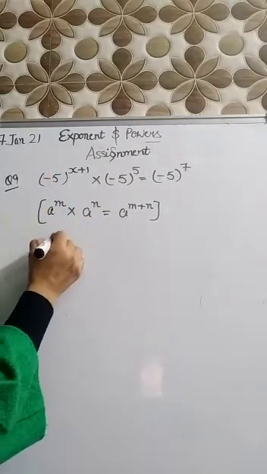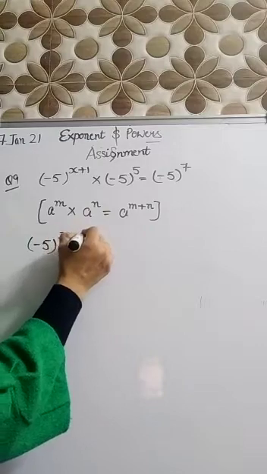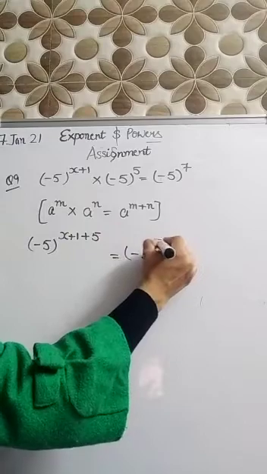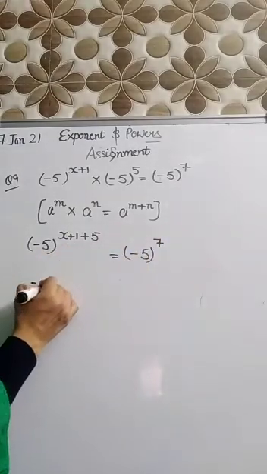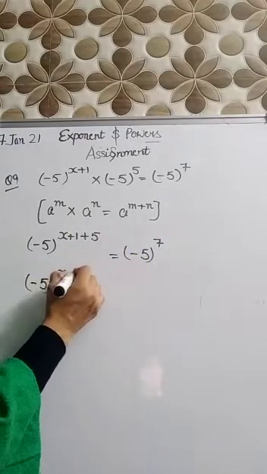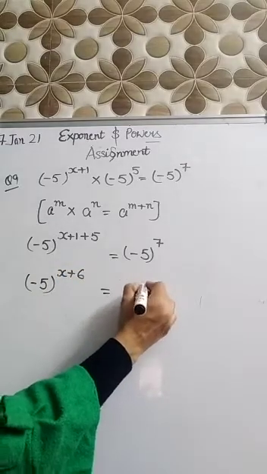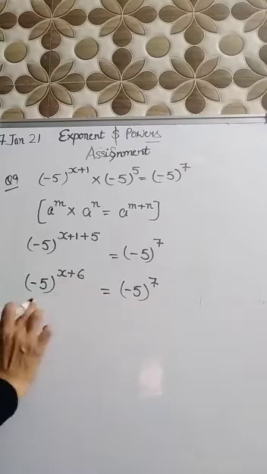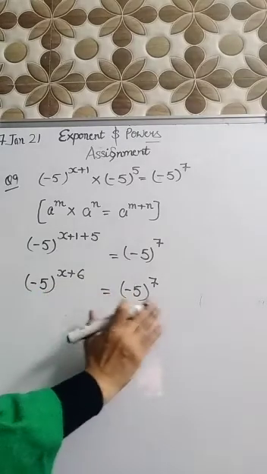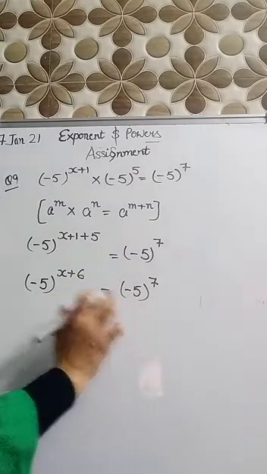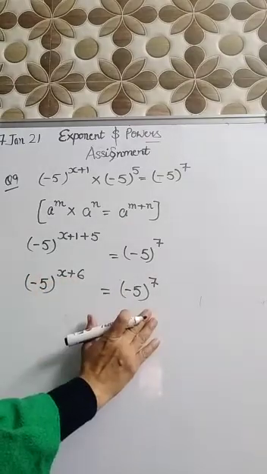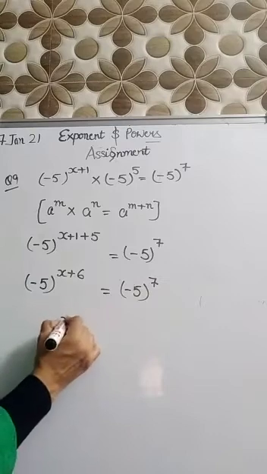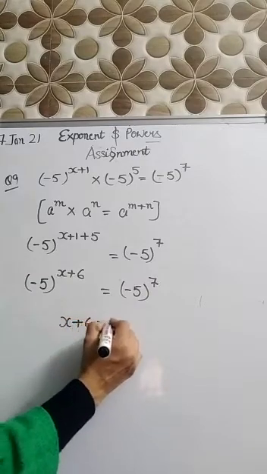So it will become minus 5 raised to power x plus 1 plus 5, and the right hand side minus 5 raised to power 7 is same. Minus 5 raised to power x plus 6 is equal to minus 5 raised to power 7. Here you can see that equality sign is there in between these two terms. That means both the terms are equal. If the terms are equal, base are also equal. So can we say that powers can be equated? They are equal. So x plus 6 is equal to 7.